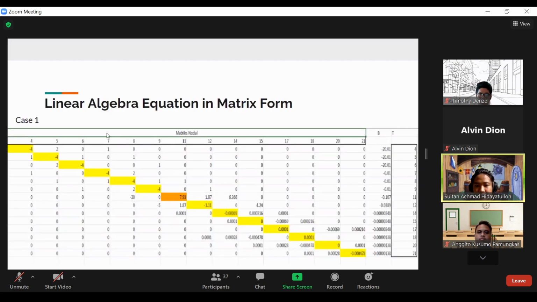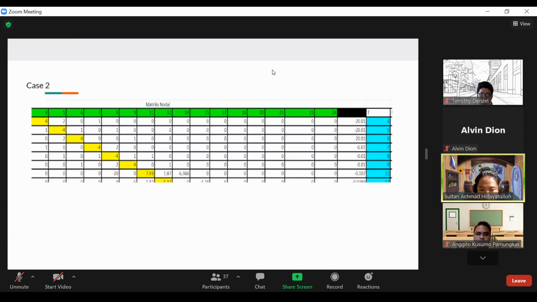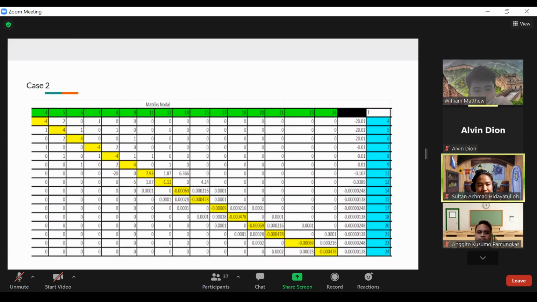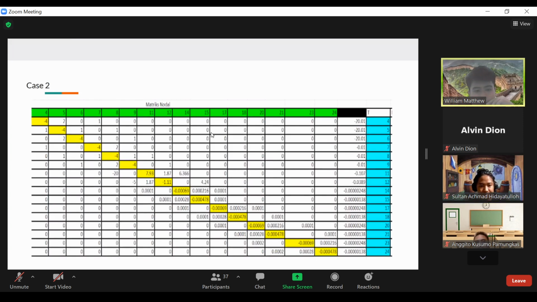And then this is a linear algebra equation in matrix form in case 1. And the next will be presented by Mas William. Okay, so it can be seen here that this is the matrix from the linear equation for case 2, which contains a 16 times 16 matrix. Next.